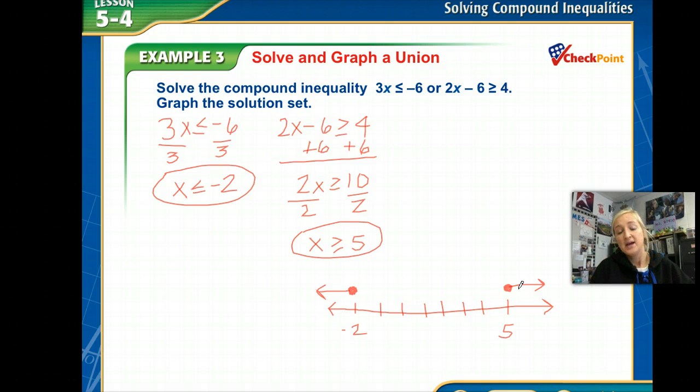So again, unions, you have two possibilities. They can go in the exact same direction, either both going left or both going right, or in this case, they go in opposite directions. Both are examples of unions using the word or.